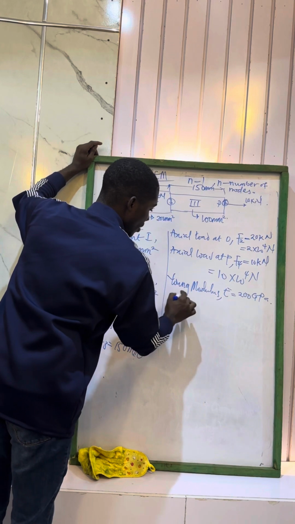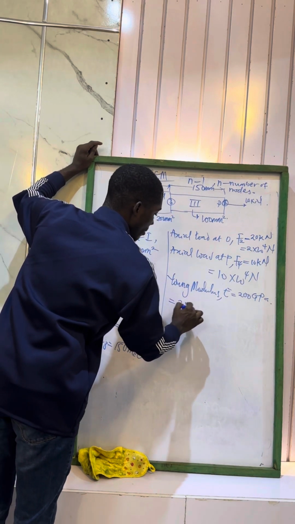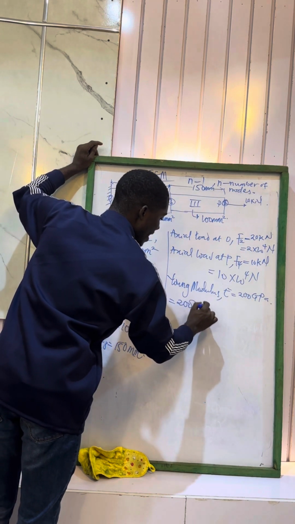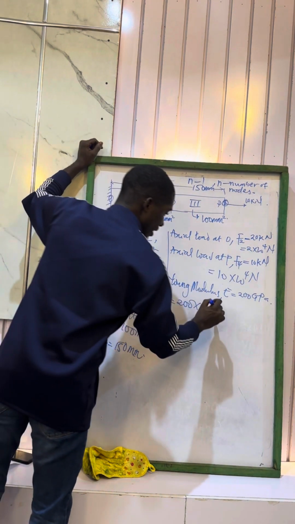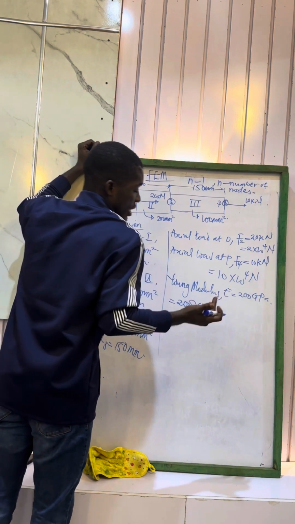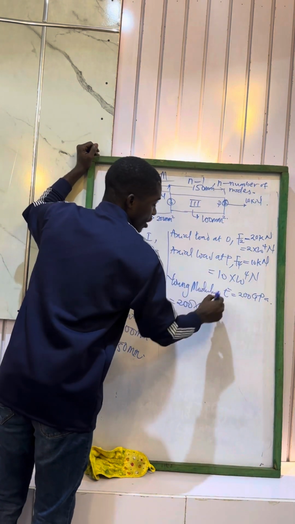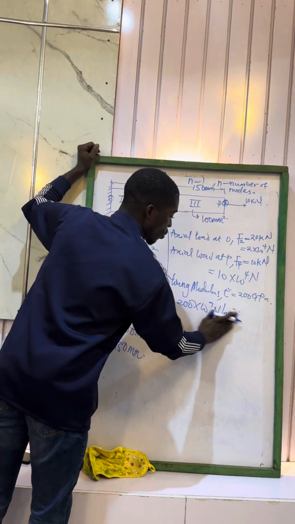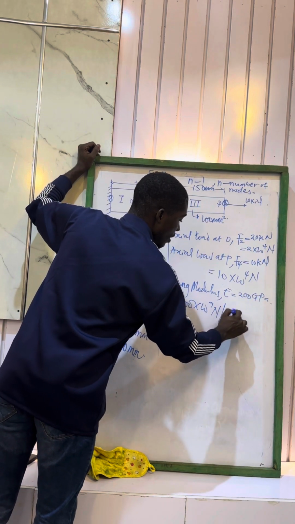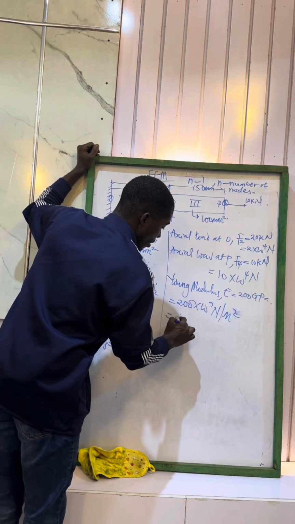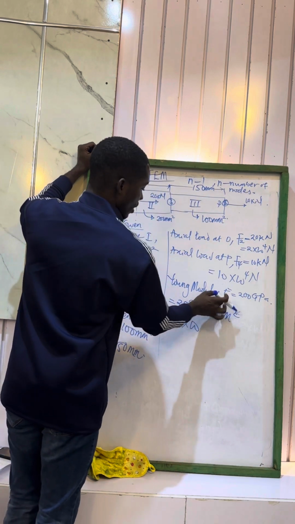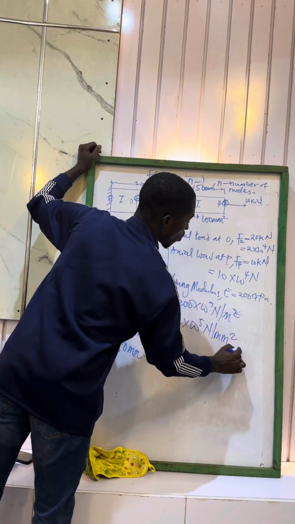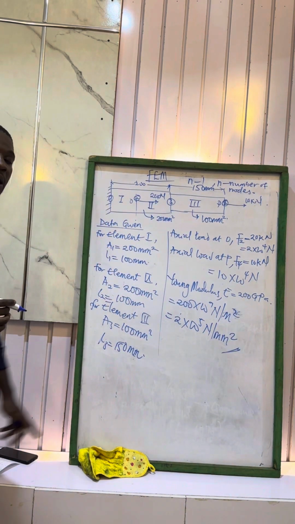And I told you, this 200 gigapascal is 200 times 10 to the power 9, because gigapascal simply means 10 to the power 9, newton per meter squared, or 200 times 10 to the power 9 pascal. But I'm going to use millimeter squared in this regard, so you have to convert it. If you convert this, we're going to have 2 times 10 to the power 5 newton per millimeter squared. So we have written out our parameters.